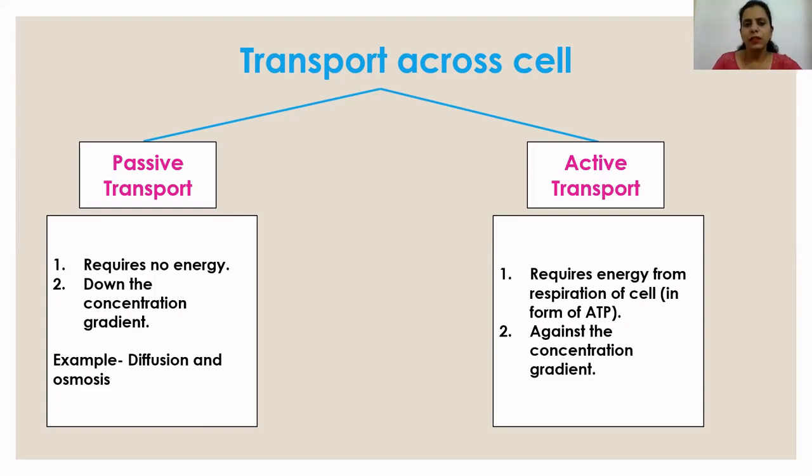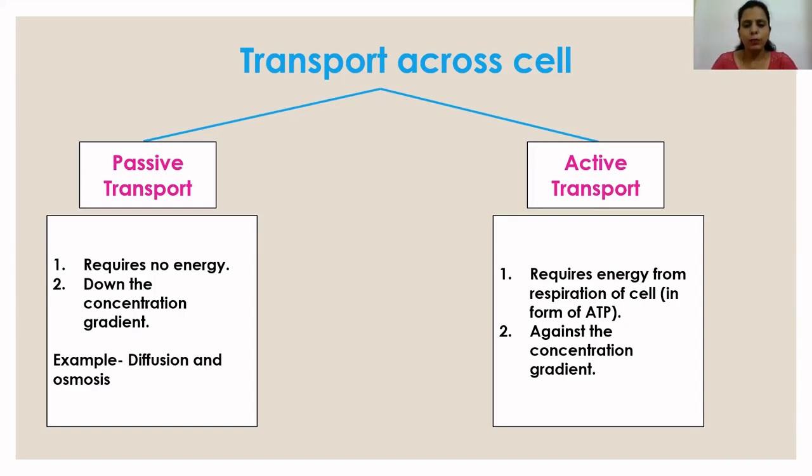That means in passive transport, a molecule or substance always moves from its region of higher concentration to lower concentration. So if something is going down the concentration gradient, no cellular energy is required. How do these molecules move? They move by using their own kinetic energy. No extra cellular energy or extra push is required for molecules to move from higher concentration to lower concentration. The two examples of passive transport are diffusion and osmosis.